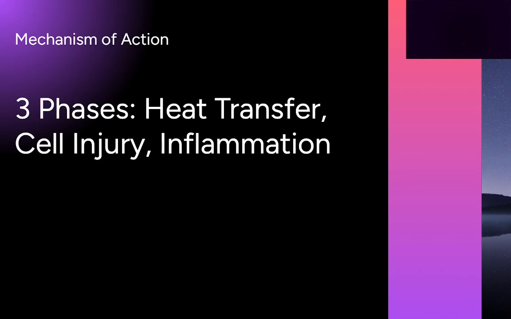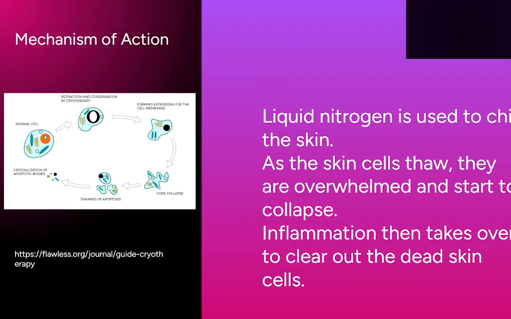So the mechanism of action involves three main steps: heat transfer, cell injury, and inflammation. The heat transfer will happen when something really cold is applied to, let's say, the skin, for example. In this case, we would use liquid nitrogen, which has a boiling point of, I believe, negative 196 degrees Celsius. As soon as that nitrogen hits the skin, it is going to transfer the heat from the skin onto the nitrogen and evaporate off. So in other words, it's going to be used to chill the skin.